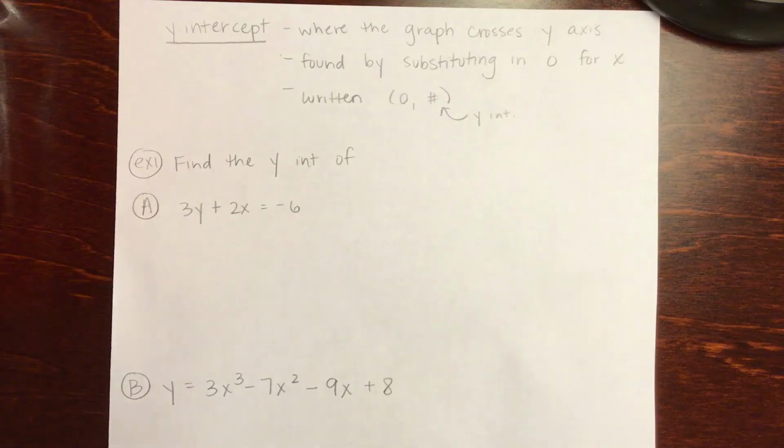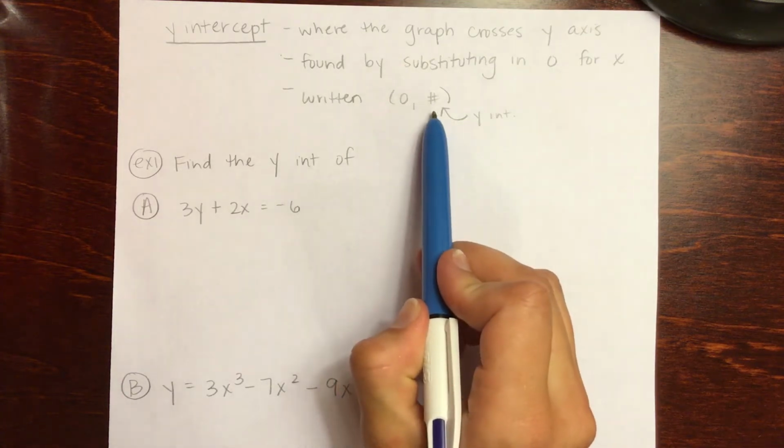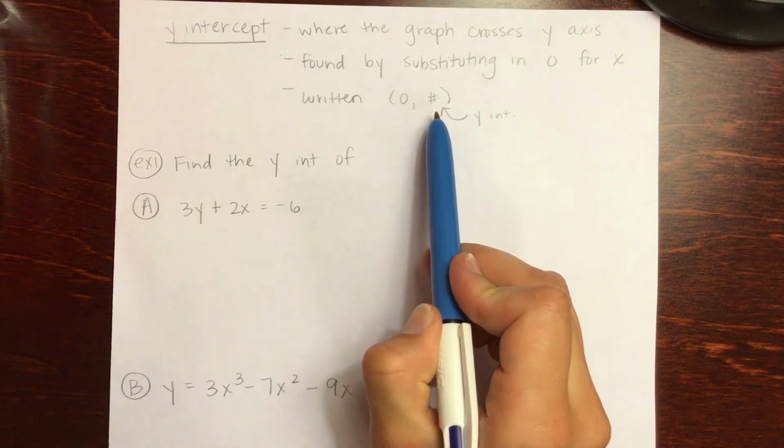The y-intercept is where the graph crosses the y-axis. If you are given an equation, you can find the y-intercept by substituting in 0 for x. You essentially cancel out the x part. When you write your y-intercept, you need to write it as a coordinate point. X is 0, and then your number goes here, whatever your y-intercept is.